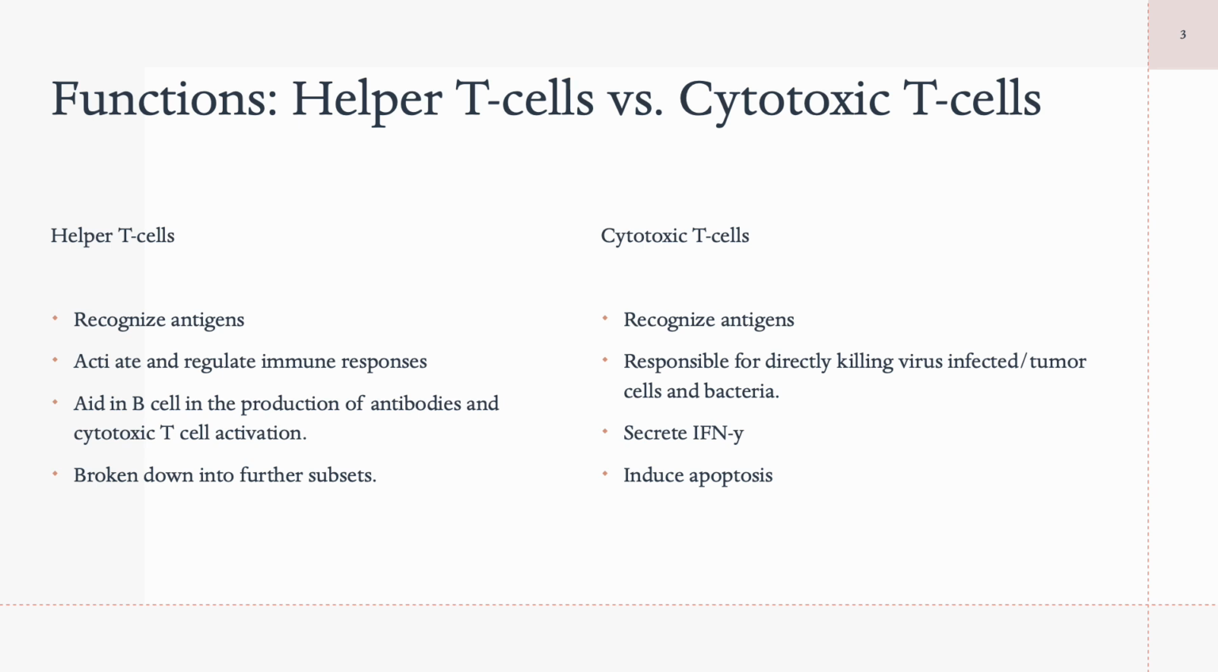Cytotoxic T cells recognize antigens presented by MHC class I molecules on all nucleated cells. These cells are responsible for directly killing virus-infected, tumor cells and bacteria. These cells also secrete interferon gamma for replication and enhancing macrophage function. Lastly, these cells are able to induce apoptosis in target cells through two main pathways, which are known as the perforin granzyme pathway and the Fas-FasL pathway.